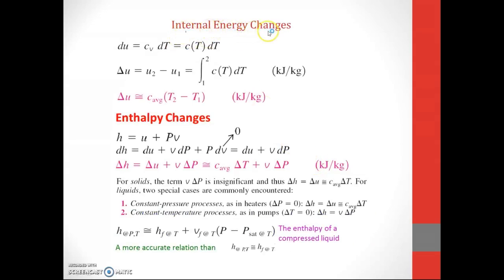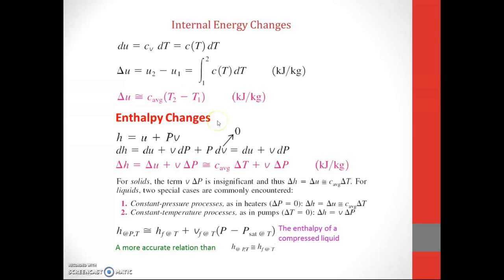Okay, internal energy changes. This is coming from the previous equations. du equals Cv dT. Since Cv is equal to C or Cp, you can just use C dT. So du equals C dT. Delta U equals U2 minus U1, which also equals the integral of C dT. Therefore delta U equals C average times (T2 minus T1).